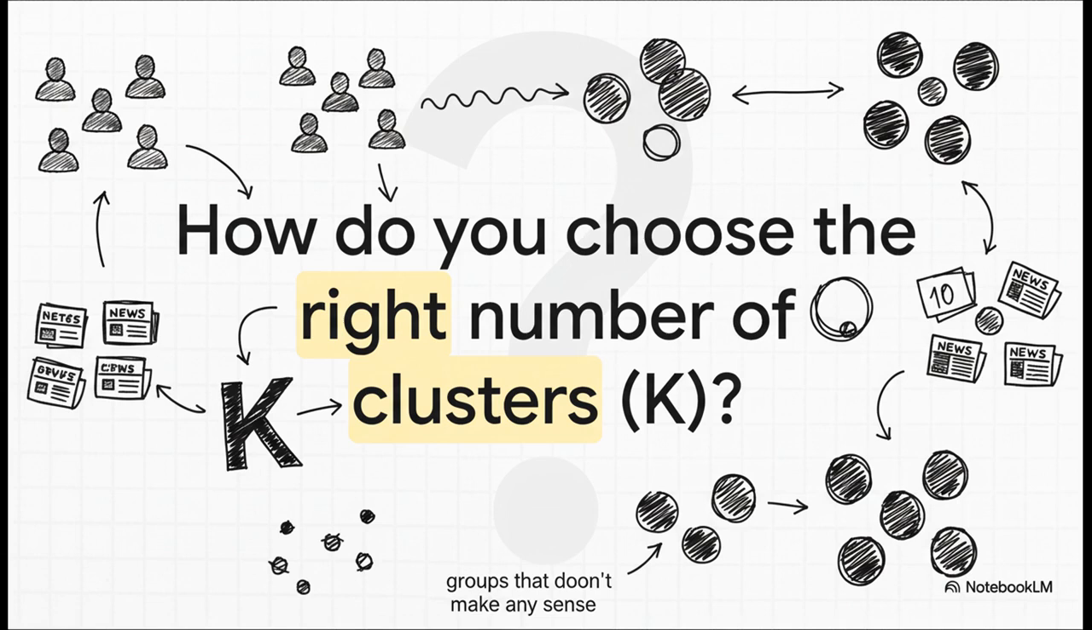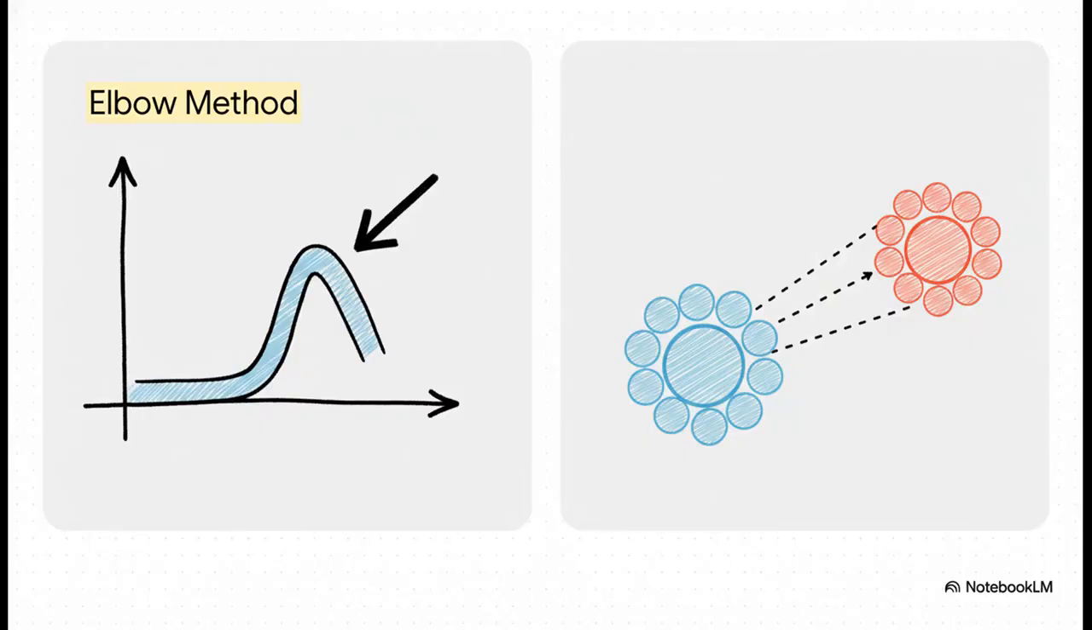They just won't make any sense. Luckily, you don't have to just guess. Data scientists have some tricks up their sleeve. A really popular one is called the elbow method.